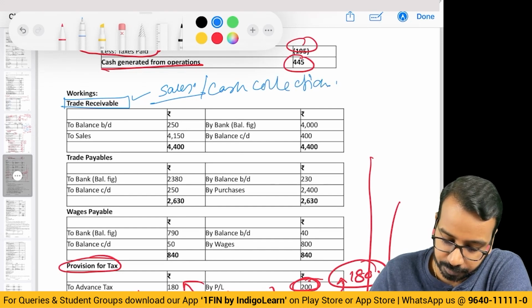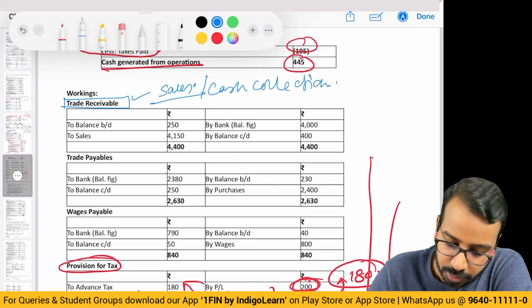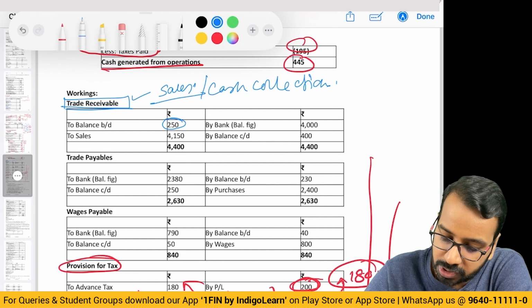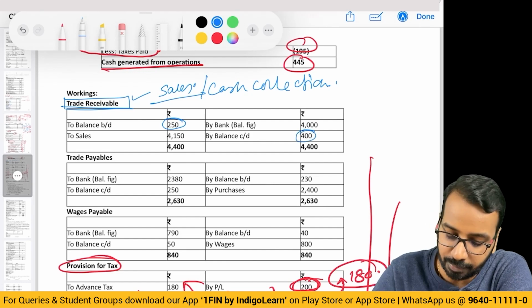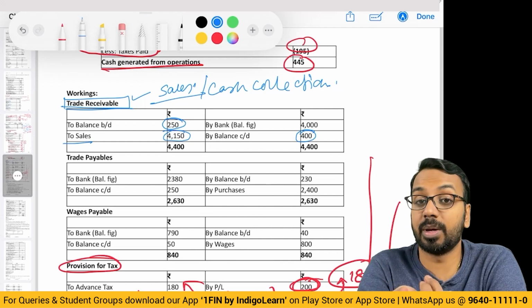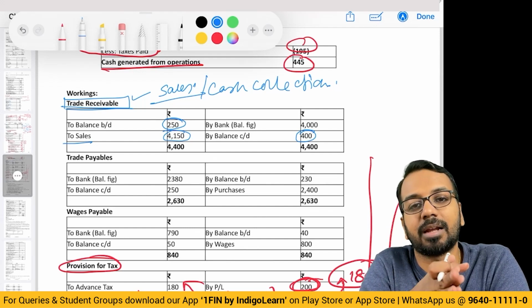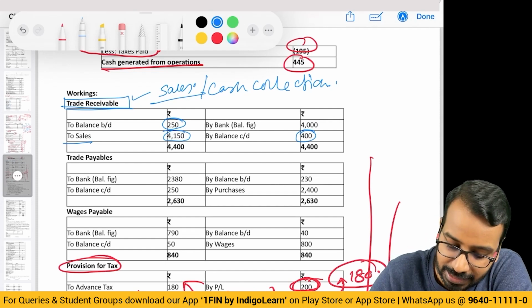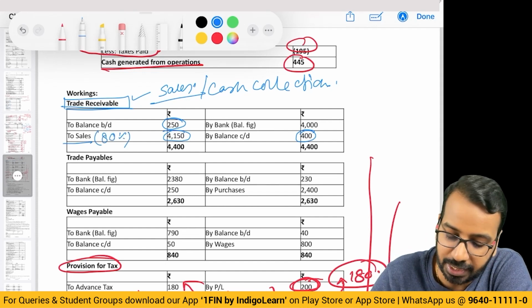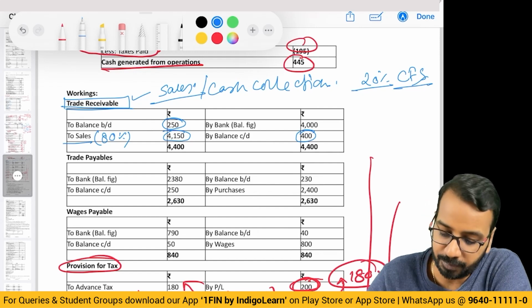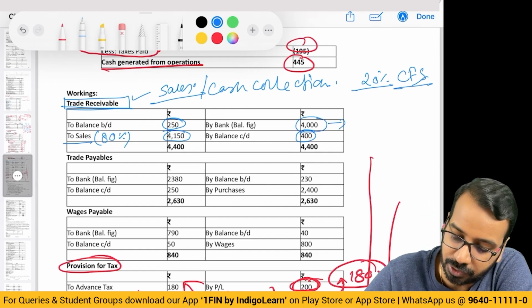Now trade receivable: you have opening balance 250 from the information, closing balance 400. These two you will plot. Then to sales you will plot 4150. Be careful, sometimes the question will mention that 80% of sales are made for credit. In that case, here you will take only 80%, and the remaining 20% you will directly take in the cash flow statement. So whatever is the balancing figure, this is your cash collected.